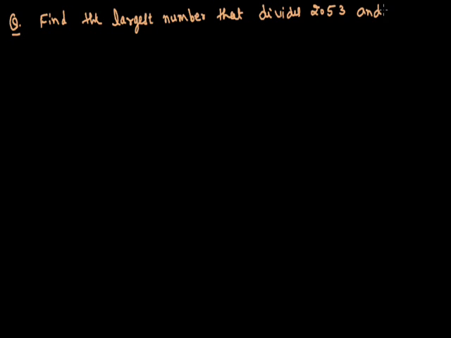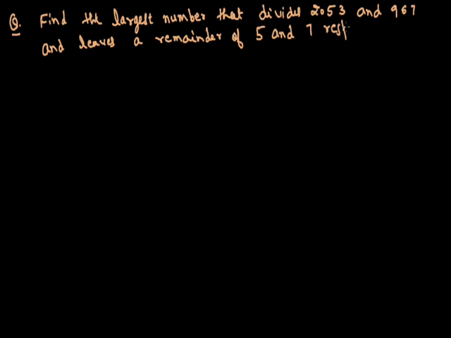Find the largest number that divides 2053 and 967 and leaves a remainder of 5 and 7 respectively.